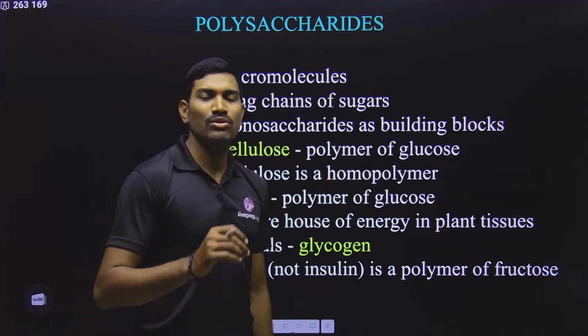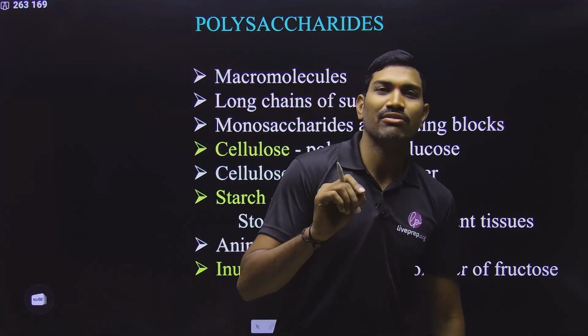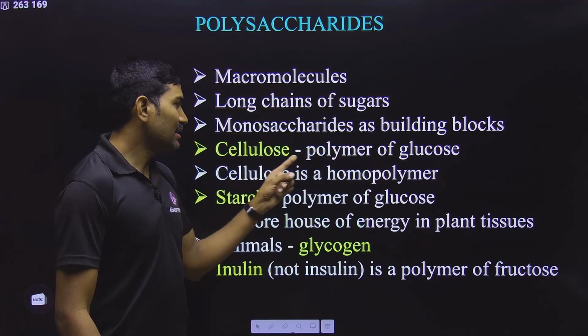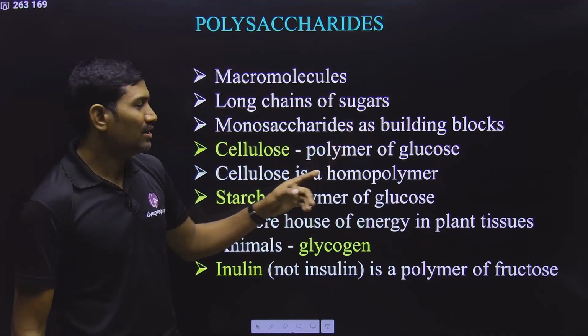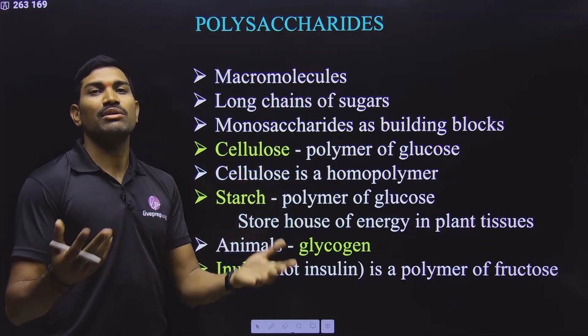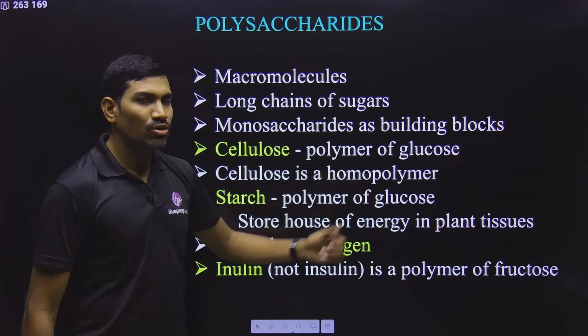And here the glucose is present in beta anomeric form. So beta glucose units are attached here. And here, since all these are beta glucose only, you can call cellulose a homopolymer, because all of them are of the same units.